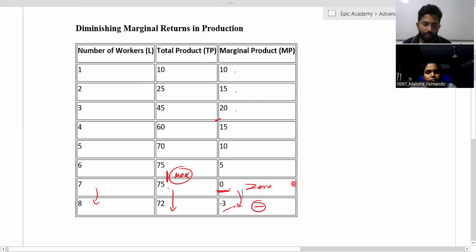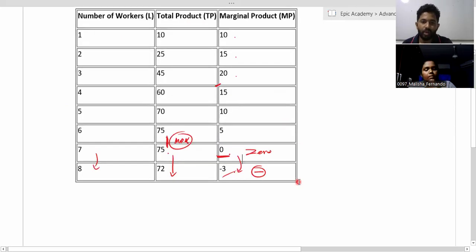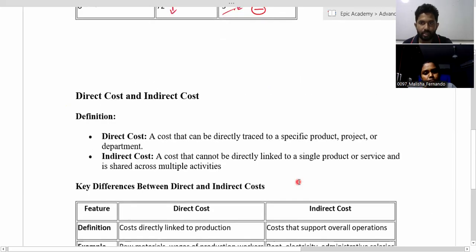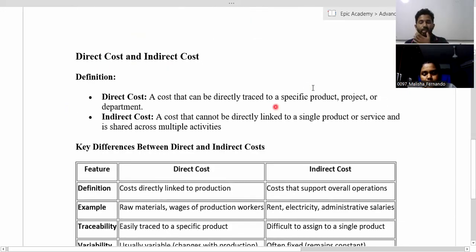So with a certain amount of fixed factor, you cannot change the entire production process. That is how it changes. Now we have to identify the meaning of direct cost and indirect cost, the difference between those two.